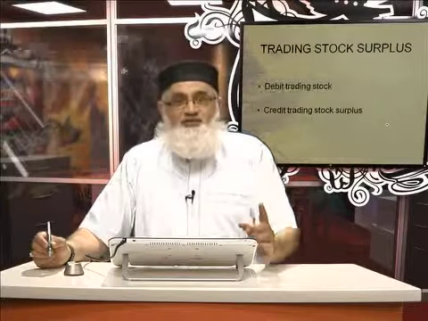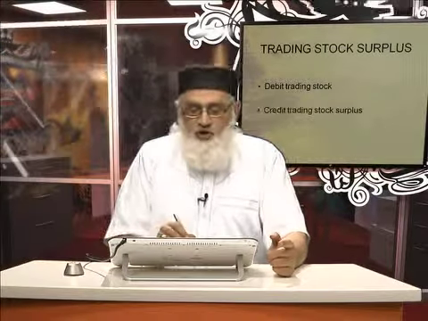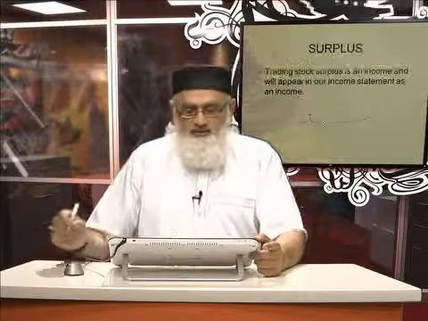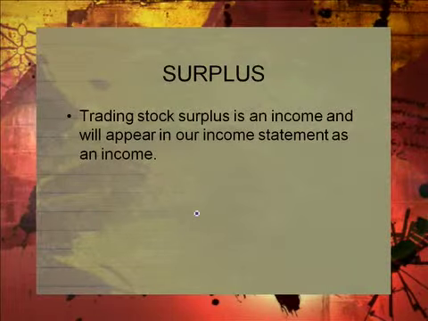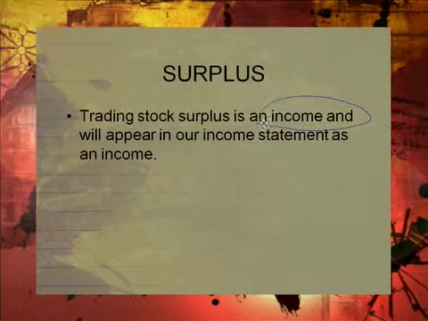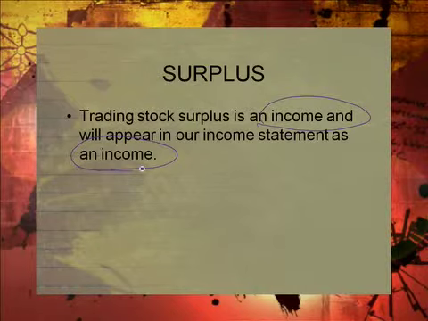So, double entry, a debit to trading stock and a credit to trading stock surplus. Remember, with a trading stock surplus, it is now an income. And where will it appear in your income statement? It will appear as an income under other operating income.